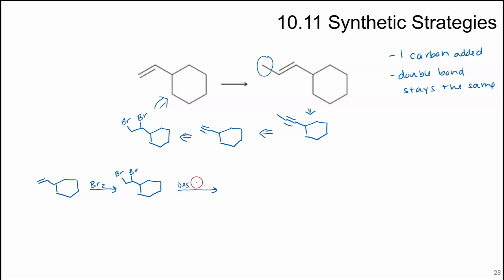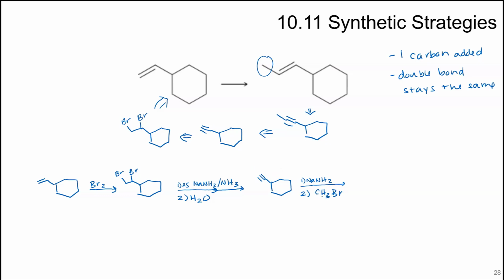And then I can add excess NaNH2 in ammonia, followed by water. That will get me my triple bond. My carbon count has stayed the same so far. After I make the alkyne, I want to deprotonate this using NaNH2. Once I have that deprotonated, there's a minus charge there, and then I just want to add CH3Br.